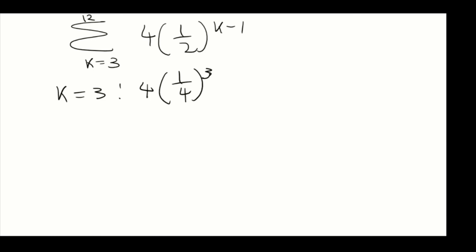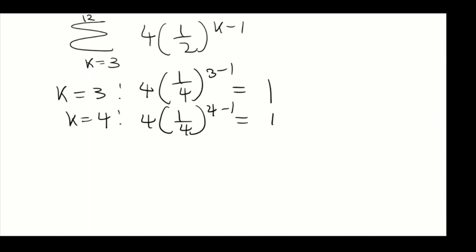It's going to be 3. So let me write it properly. It's going to be 3 minus 1, and the answer for this one, you need to get 1. And when k equals 4, it's going to be 4 into 1 over 4 to the power of 4 minus 1. And the answer to this one should be 1 over 2.